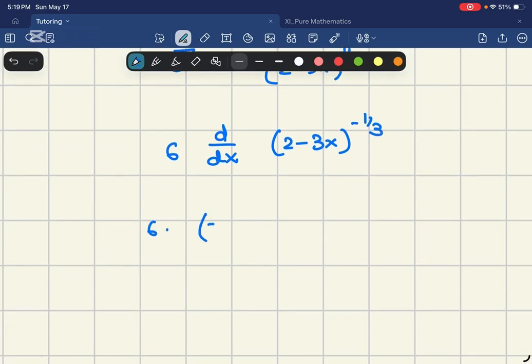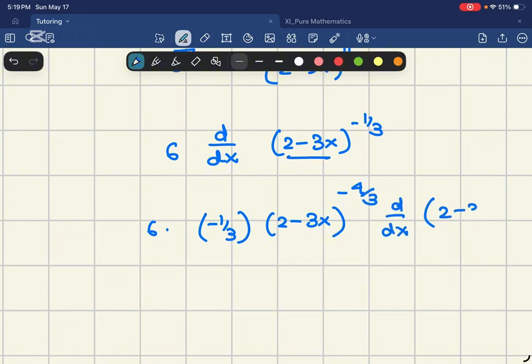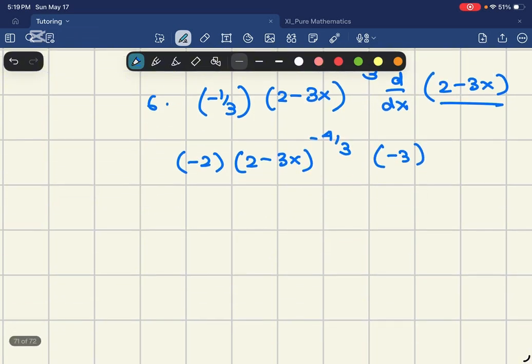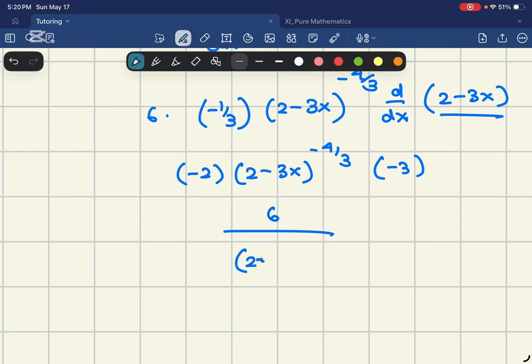And now 6 times, you bring the power to the front, 2 minus 3x. If you subtract 1, so minus 1 over 3 minus 1 is minus 1 over 3 minus 3 over 3, right? With the same denominator. And you will see that you get minus 4 over 3. But the inside is not just x, so you have to differentiate it again. Alright, so you get minus 2 here. You have 2 minus 3x to the minus 4 over 3. And when you differentiate this, you're going to get minus 3. So overall, you get 6 over 2 minus 3x to the power 4 over 3.